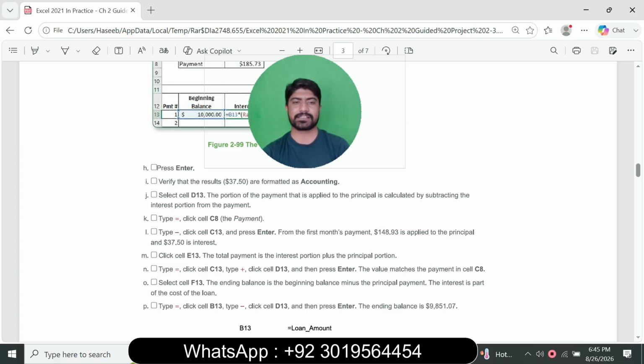And next select the cell F13. The ending balance is the beginning balance minus the principal. The interest is part of the cost of the loan. Type equal to and click cell B13. Type minus, click cell D13 and then press enter. The ending balance is 9851.07.